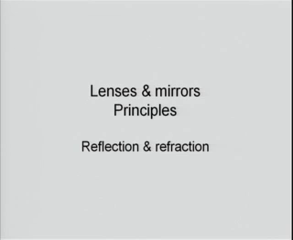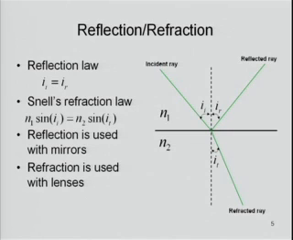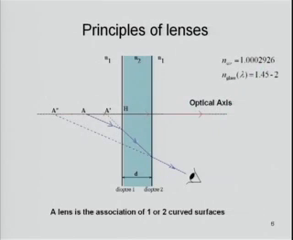So the principle of mirrors and lenses is really simple. It's just the principle of reflection and refraction. Reflection occurs when we're using mirrors, and refraction occurs when we're using lenses. Actually, we have 2 successive refractions. So let's take a first media with a refractive index N1 and a second media with another refractive index N2.